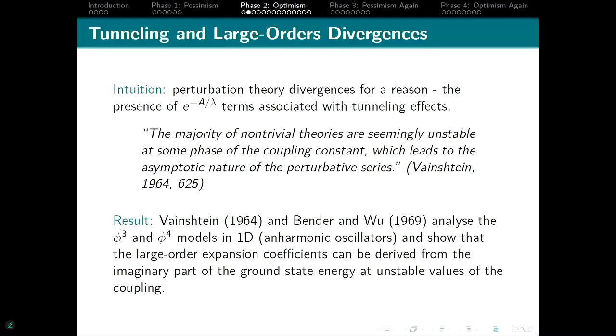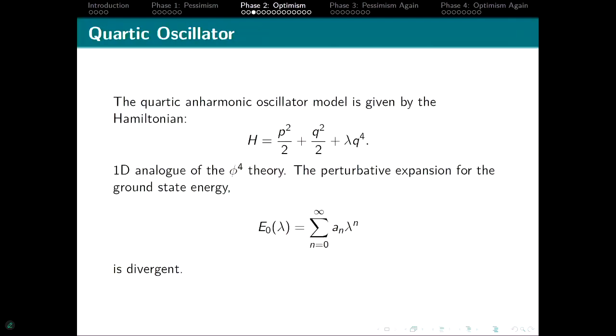And yeah, what these sort of studies demonstrated was that the large order coefficients, so kind of the rate of the factorial divergence at very large orders, is quantitatively related to the imaginary part of your observables at different values of the coupling constant. So, for instance, negative values or complex values. So again, we're talking about considering the whole complex plane rather than just the sort of physically relevant case of a real positive coupling.